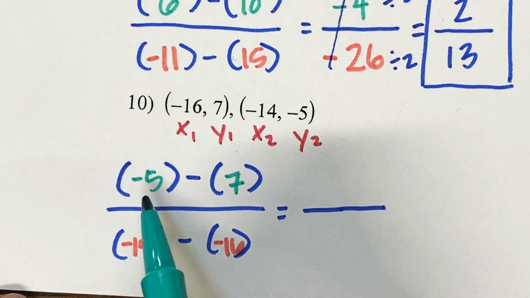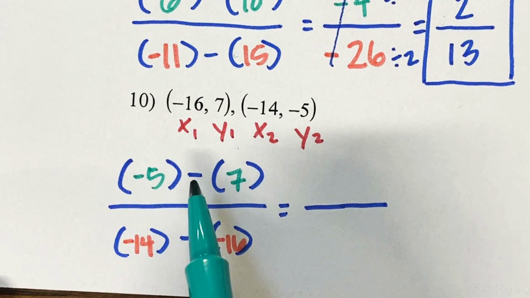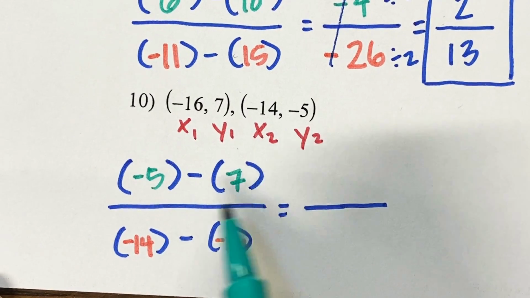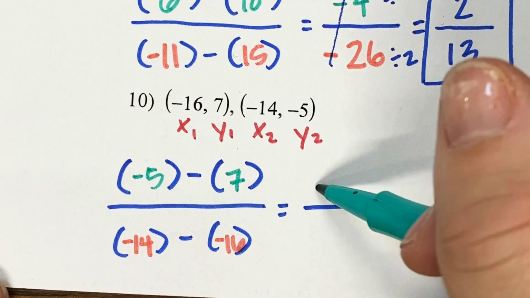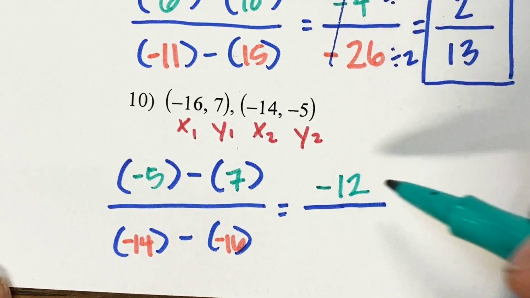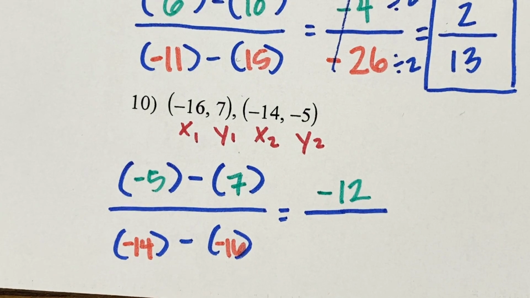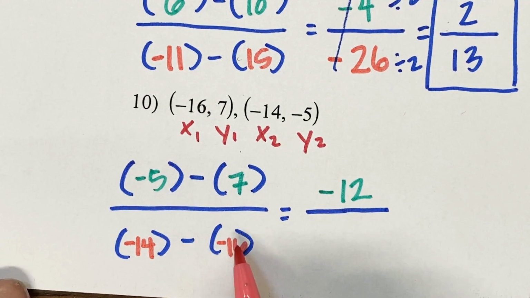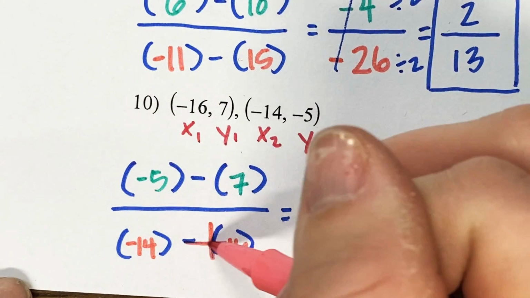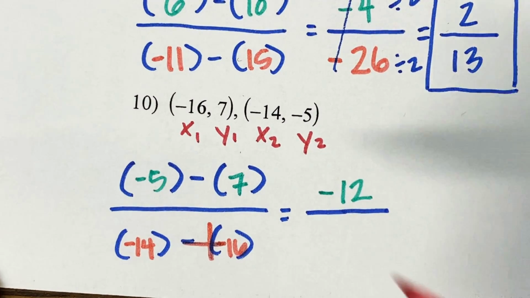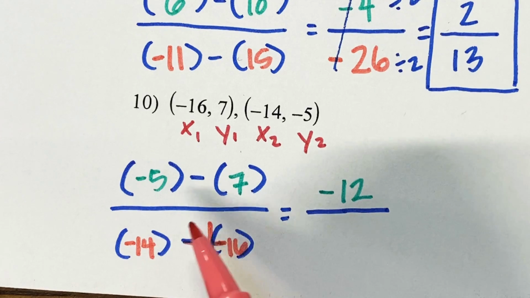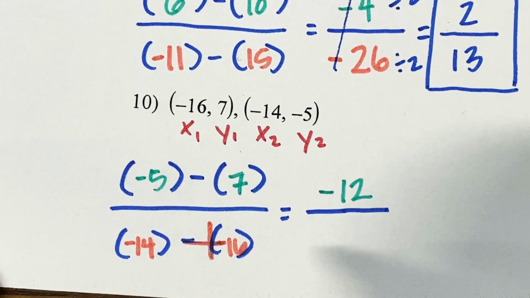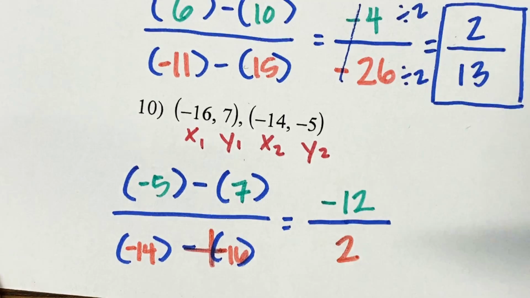Let's solve for the top. Negative 5 minus 7 more, so we're getting more negative here. That's going to be a negative 12. And then the bottom one, we have a negative 14 subtracting a negative 16. What do those double negatives turn into? A positive. So I have negative 14 plus 16, and that is going to give me a positive 2.